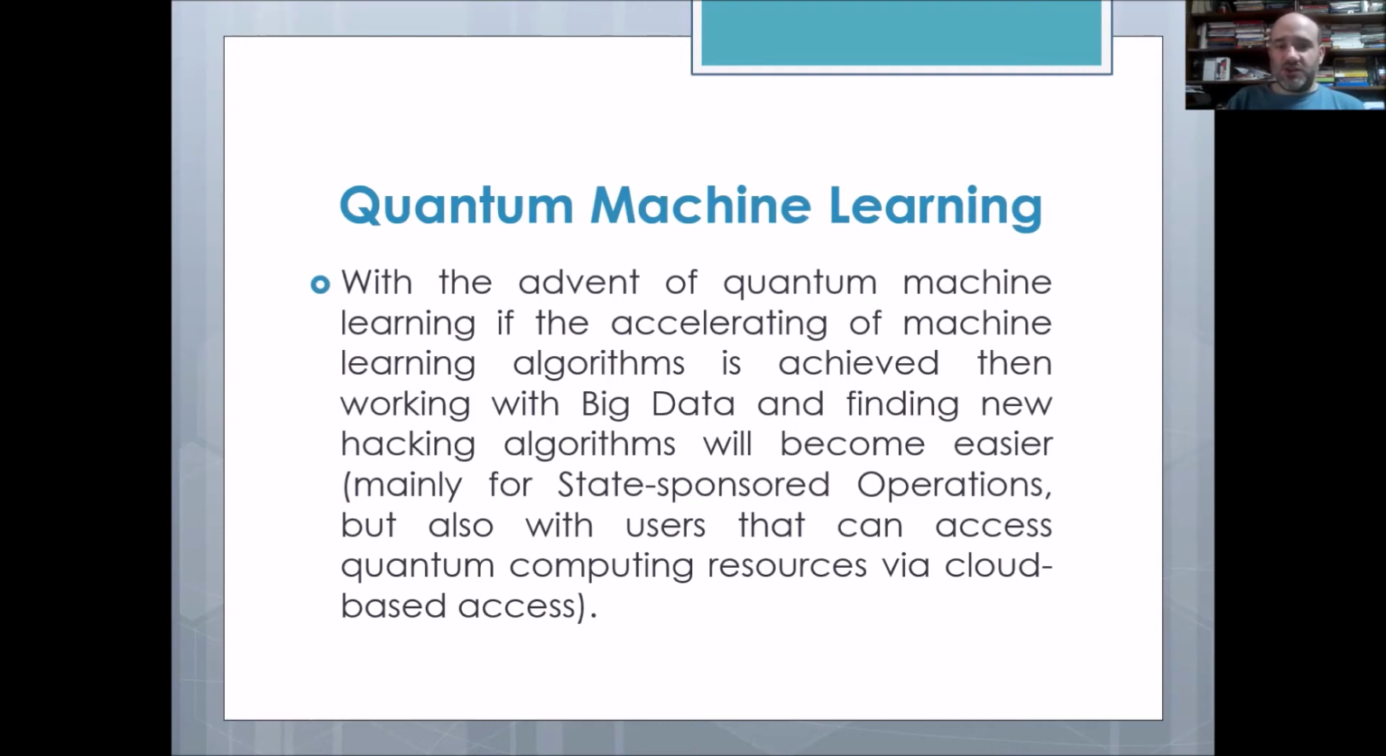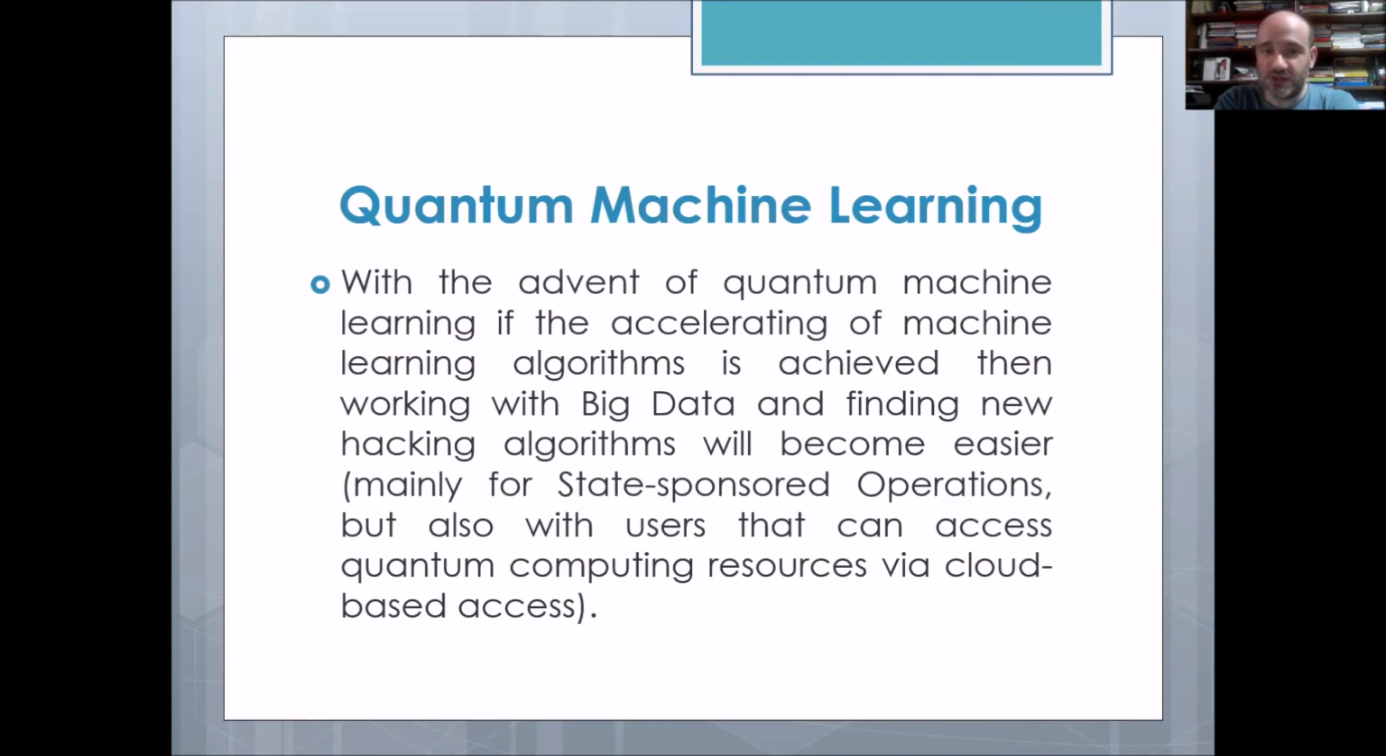And with the advent of quantum machine learning, if the accelerating of machine learning algorithms is achieved, so that it surpasses classical machine learning, then working with big data and finding new hacking algorithms using quantum machine learning, assuming that it surpasses or even accelerates classical machine learning algorithms, it will become easier to find new hacking algorithms, new hacking AI systems to break into systems, new algorithms for social media manipulation, but also new algorithms for cyber defense, for identifying intrusions, as well as to identify fake content online, for instance.